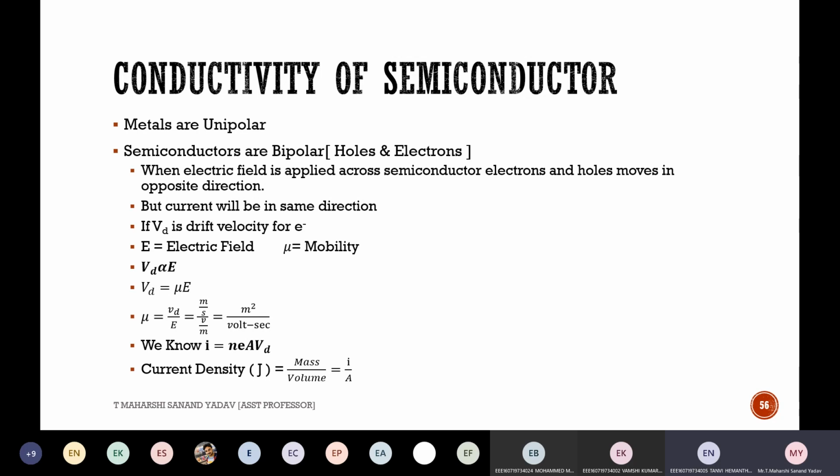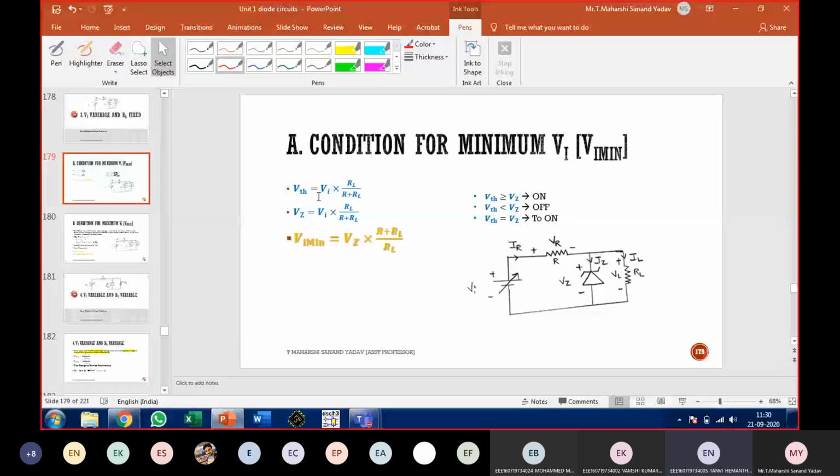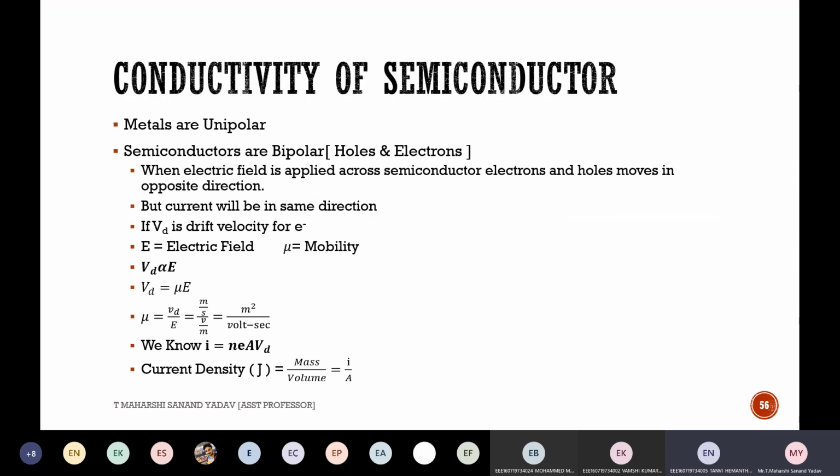So let us see. Again the same diagram. Just try to find the value of VTH. What is the formula for VTH? Total voltage into opposite resistance by total resistance. So from that I got VTH is VI into RL by R plus RL. VTH is equivalent to VZ, so that's why I've replaced it. So VZ is equal to VI into RL by R plus RL.